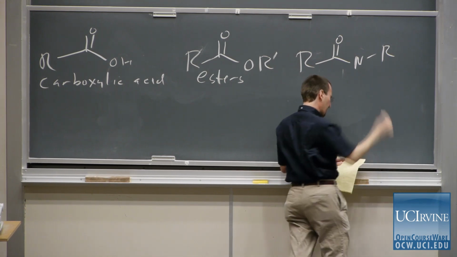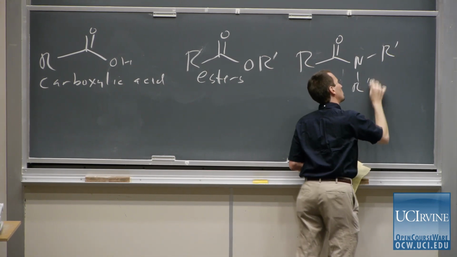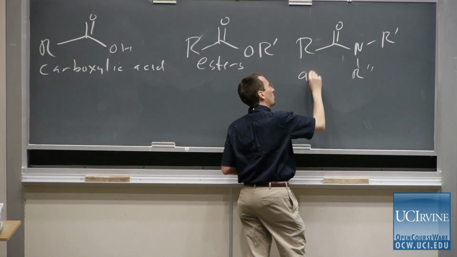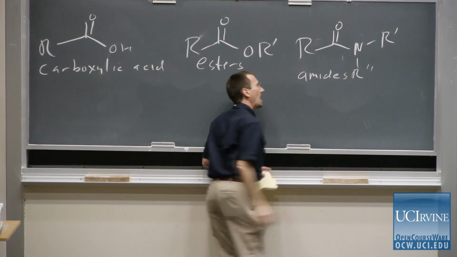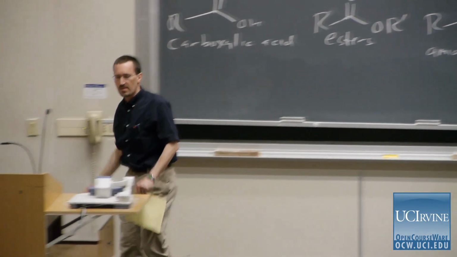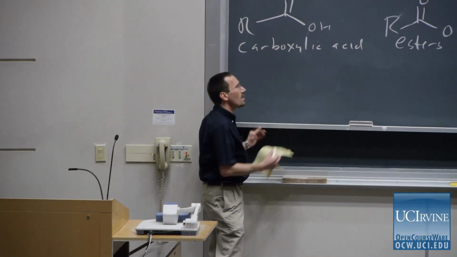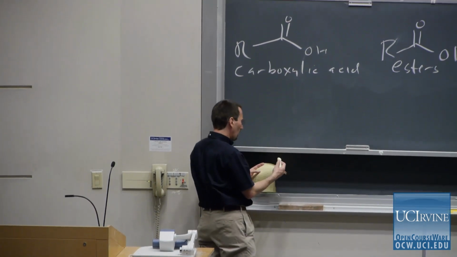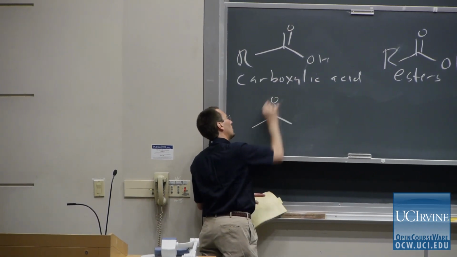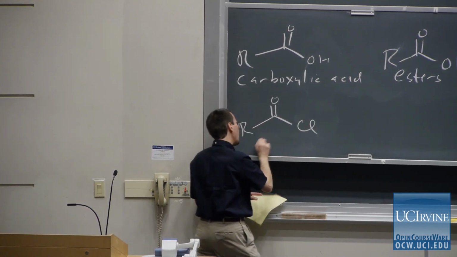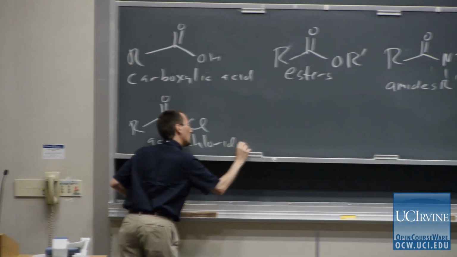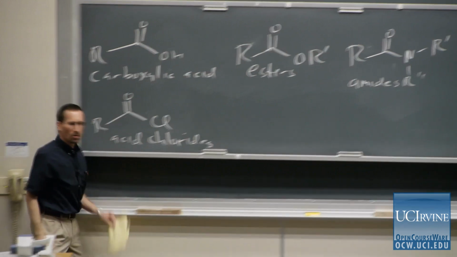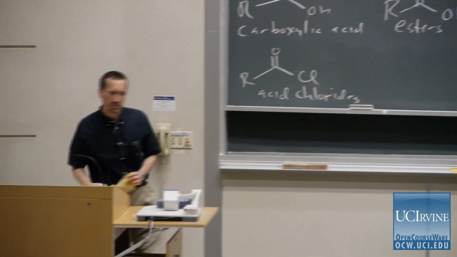Amides of various flavors. I'll just draw the amide structure generically with two generic R groups. They can be alkyl, they can be aromatic, they can be hydrogens, and we have various flavors of amide, primary, secondary, and tertiary amide. We'll talk a little bit more about them. And these then, moving along in the family, we have acid chlorides. Acid chlorides are very reactive. We'll be talking about their chemistry.